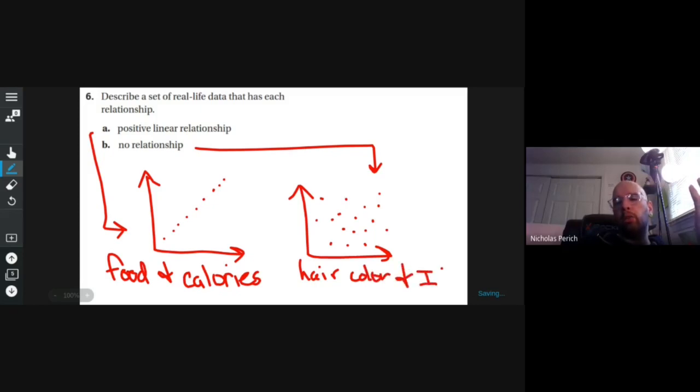Hair color and IQ. So I know we're all like, Mr. Perich, I thought blondes aren't that smart. That's a lie. But if you have brown hair, if you're a redhead, if you're a blonde, if you have clear hair like I do, it doesn't matter how smart you are. I mean, I'm the smartest person here, and my hair color is clear. Clear hair color. See, watch me run my fingers through my magical clear hair color. So beautiful. Where's my pick? It's my invisible hair pick.